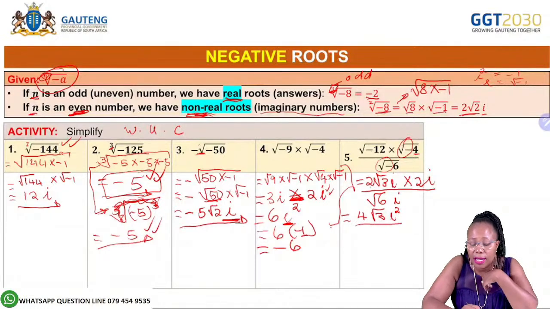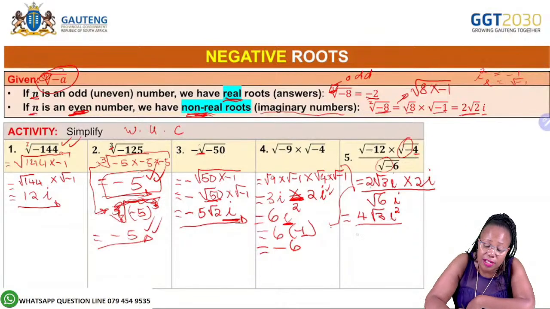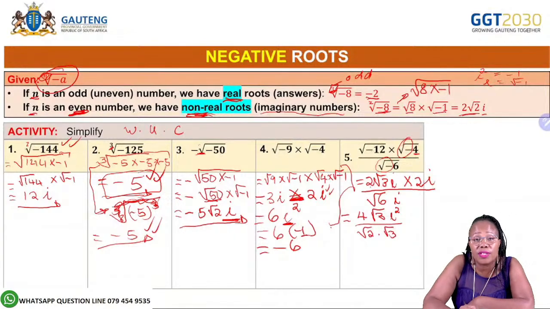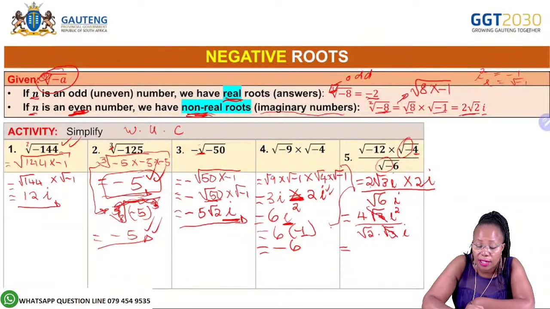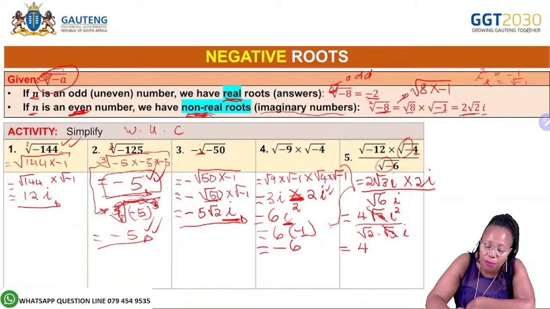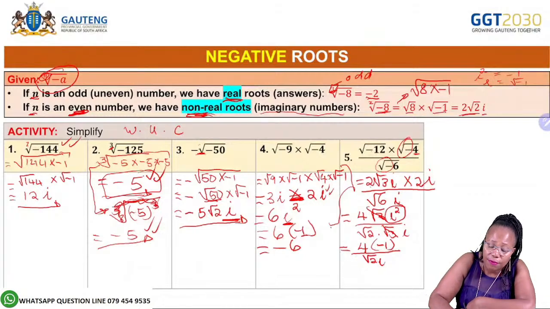And in the denominator, this square root of 6 can be written as square root of 2 times the square root of 3. It is still square root of 6. You can check that with me, grade 12. And then we have an i in our denominator. Therefore, the square root of 3 will cancel the square root of 3 there. And we are left with 4 on top. But i squared is negative 1. Then we are going to substitute negative 1 over the square root of 2 i there. And 4 times negative 1 is negative 4 over square root of 2 i.